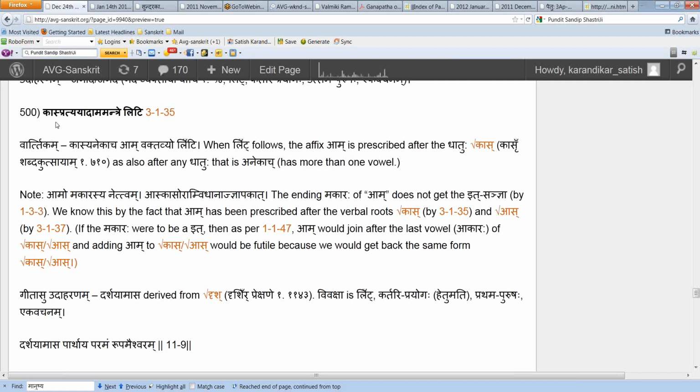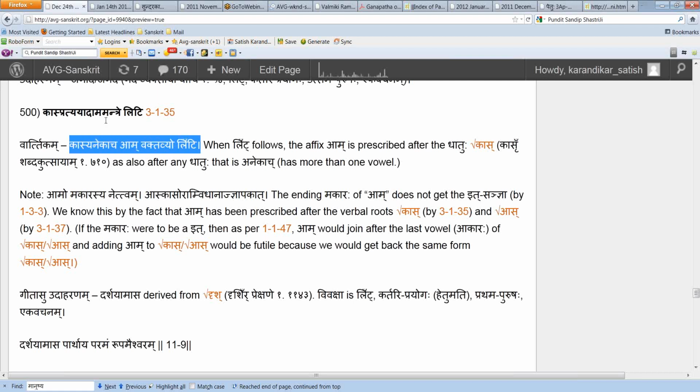The sutram says: for the dhatu kas, following the dhatu kas, and any derived dhatu, that means sanadyanta dhatavaha, which is pratyayanta dhatu, the pratyaya am will come when lit follows. But the vartikakaraha extends that. He says, kasi anekachaha am vaktavyaha liti. So the vartikam makes an extension.